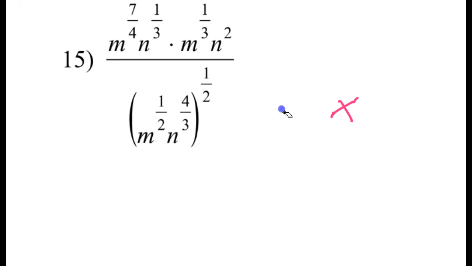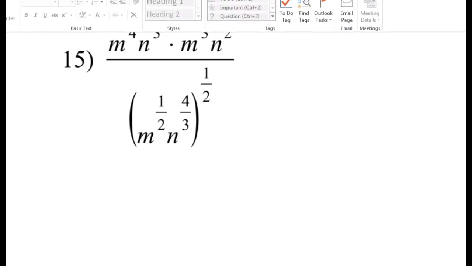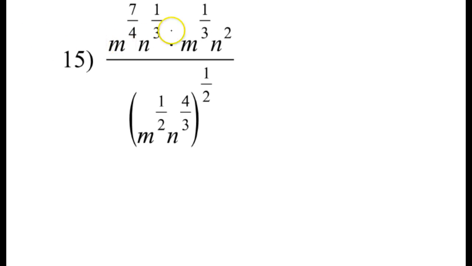So let's get started. First, I shall deal with the numerator. So let me get my fraction set up. I need to multiply these m's. When you multiply variables with like bases, you add the exponents. So I need to add 7/4 plus 1/3.